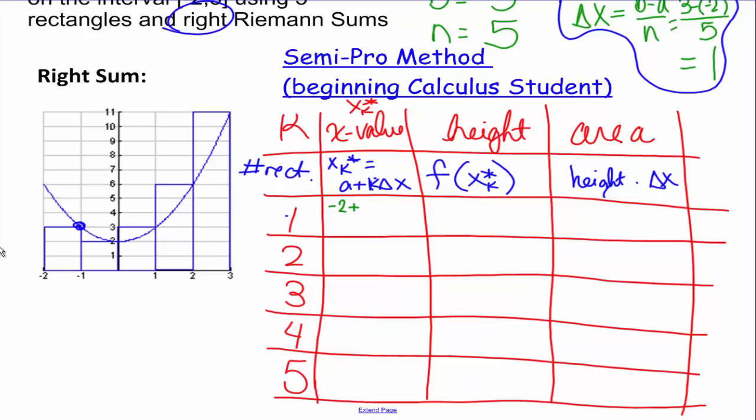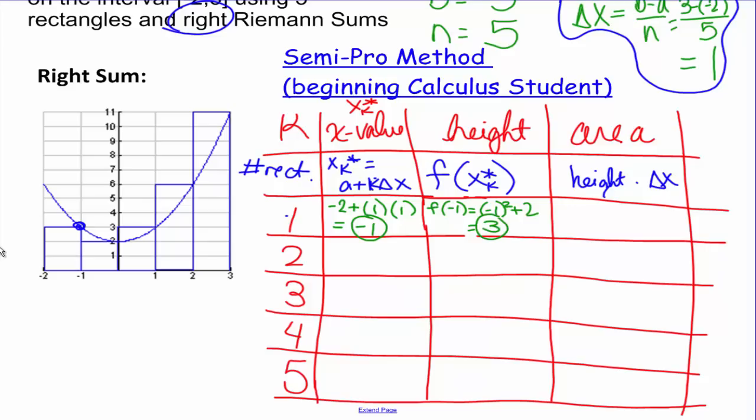K. What's k? 1, because we're on the first rectangle. All right. And what's delta x? 1. All right. So if we simplify all that, what do we get? -1, just like we were supposed to. Okay, so now we need to find the height by plugging that value into f. And what was f again? That was x squared plus 2. So we want f of -1, which would be -1 squared plus 2, which turns out to equal 3.